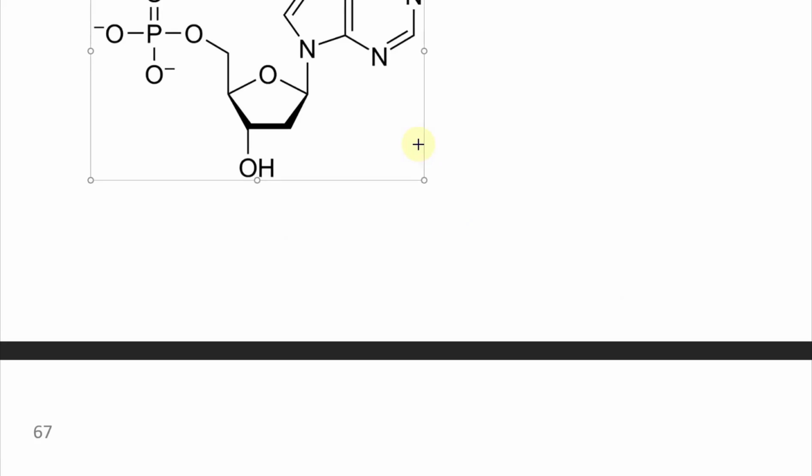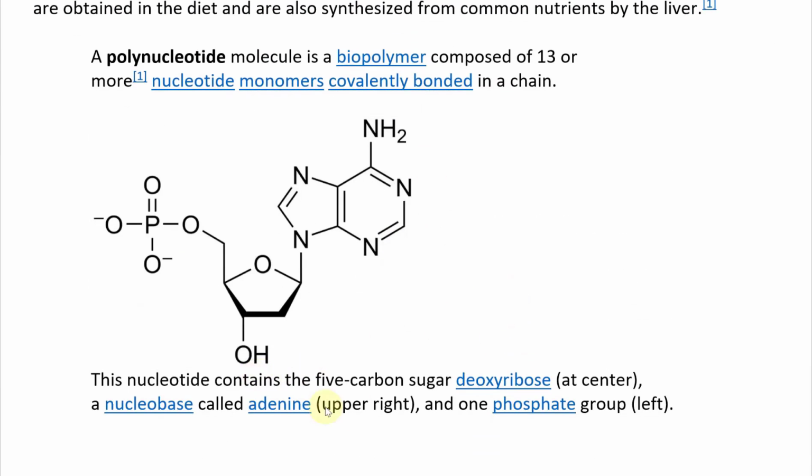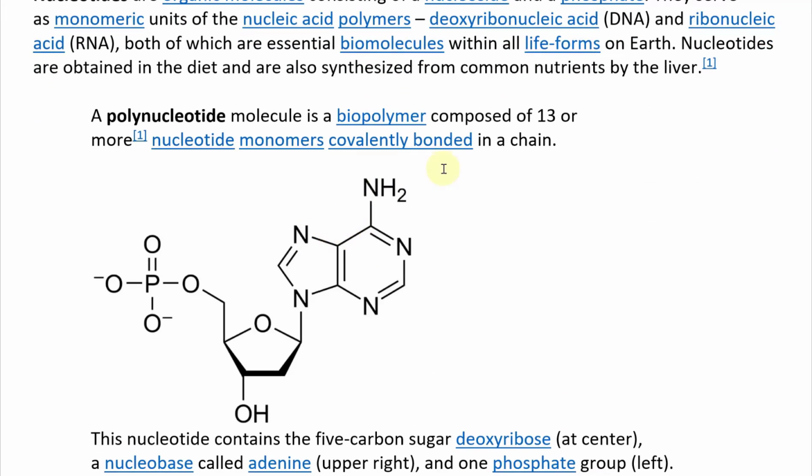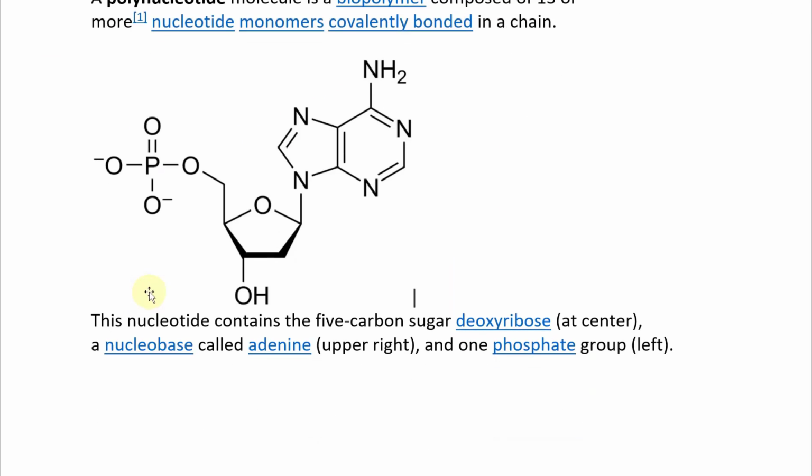Let's make this a bit smaller. So this nucleotide contains the 5-carbon sugar deoxyribose at center. So this is the 5-carbon: 1, 2, 3, 4, and I believe this is the 5th one there. It also contains a nucleobase called adenine, or actually, I think it's pronounced adenine, that's upper right here. That's a nucleobase, and one phosphate group on the left. There's a phosphate there, there's a sugar, and there's this. And that's pretty much it: a nucleotide is a nucleoside and a phosphate. Nucleoside would be, I believe, these two combined, and this would be the phosphate over there.